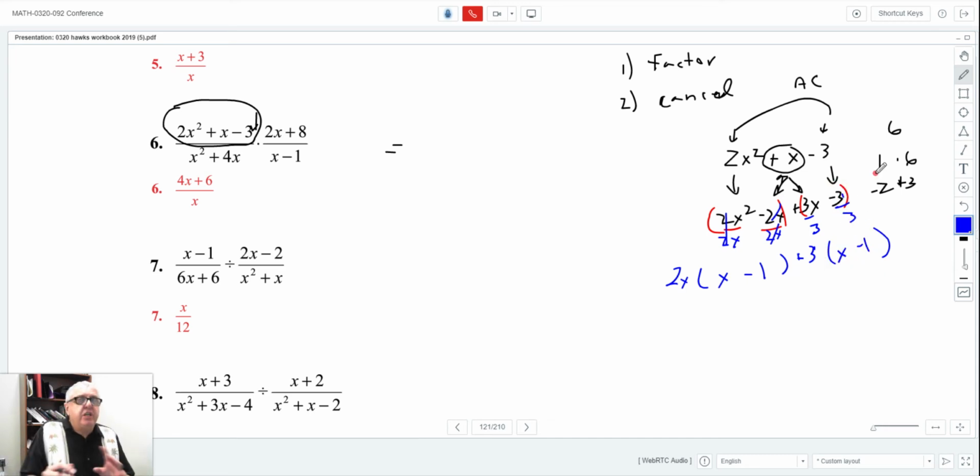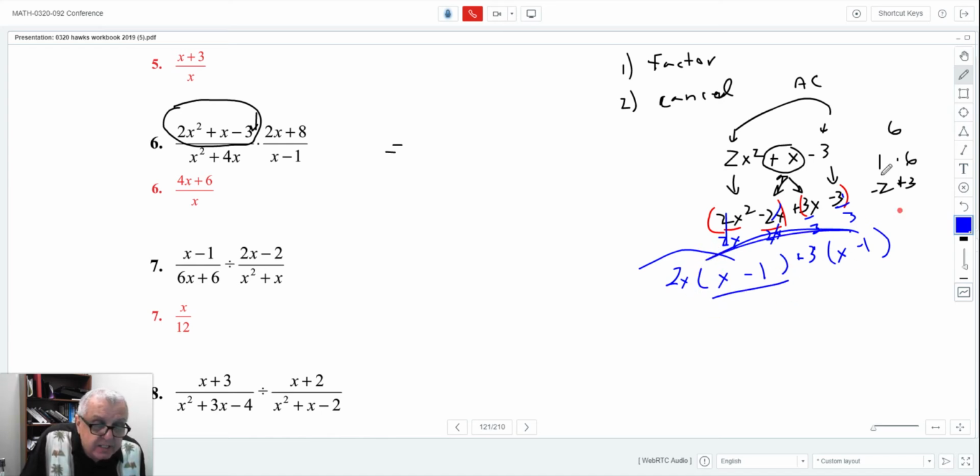Do you see when you use the AC method and you're factoring 4 terms, after this the parentheses must be identical. They are. So I factor out the parentheses. The parentheses is x minus 1. I'm getting a little messy, sorry. When I factor out the parentheses, whatever's left over goes in the second parenthesis. So this and this factor out. I'm left with 2x and a plus 3.